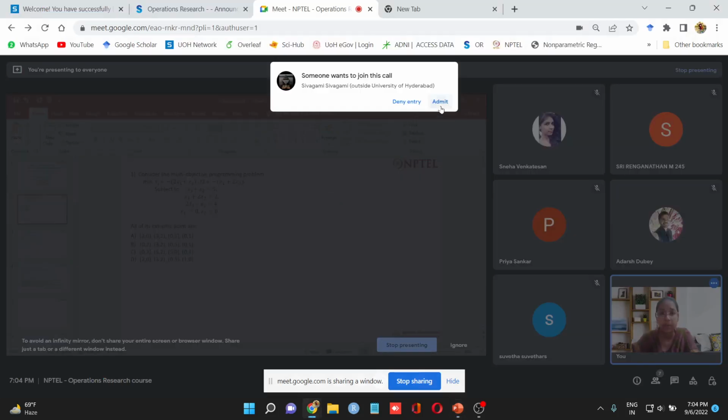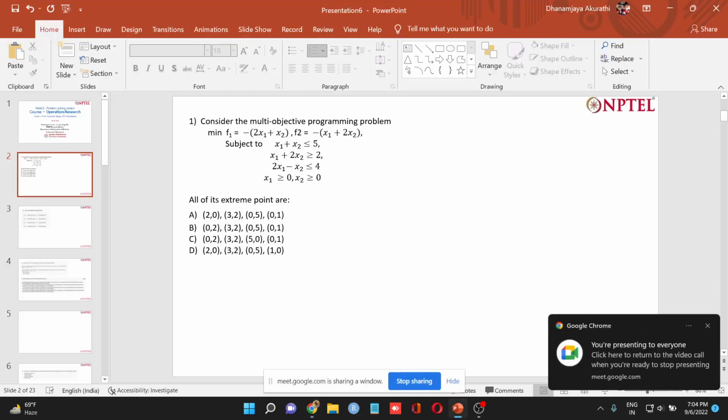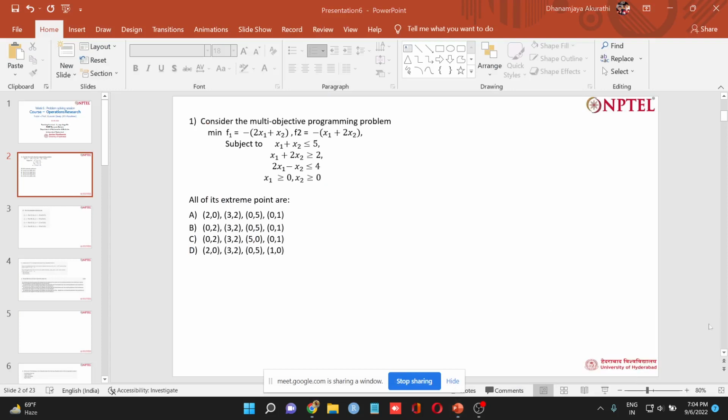just see that problem first. Here we had a question that in a multi-objective programming problem, we had two objectives F1 and F2, and there are subject to constraints. So that our requirement is to find the extreme points of the given problem.